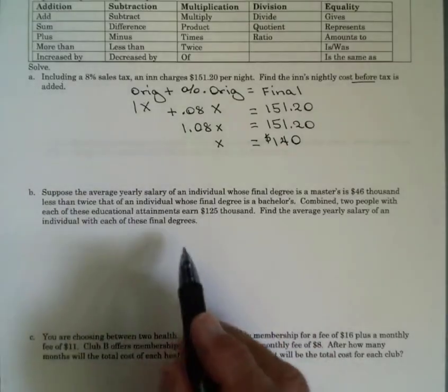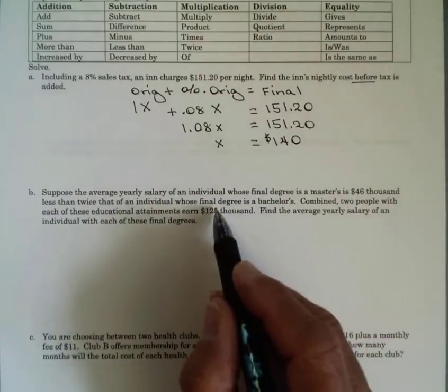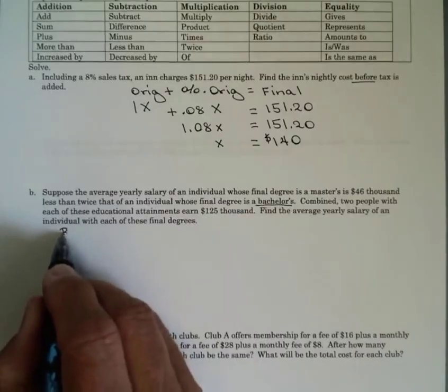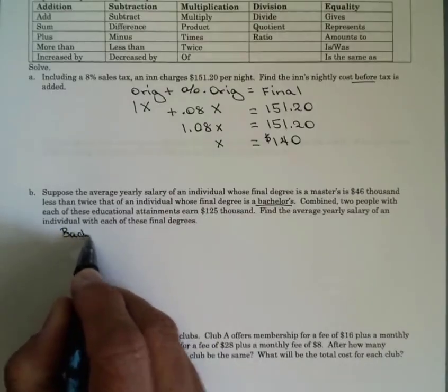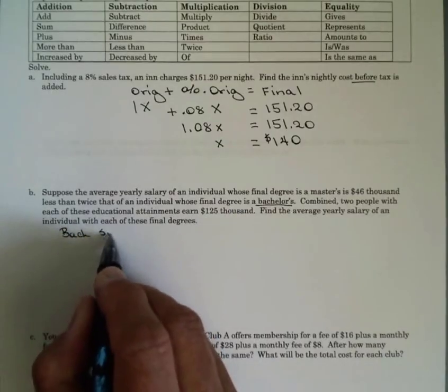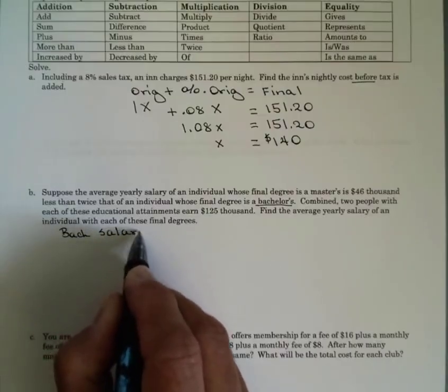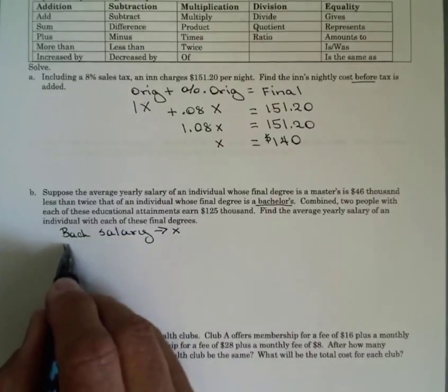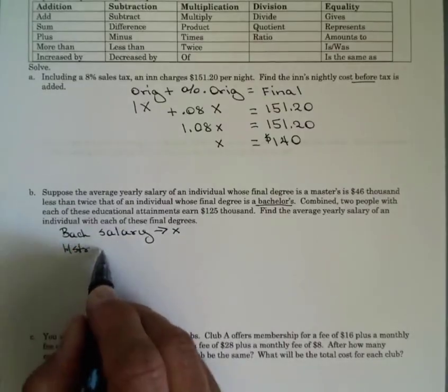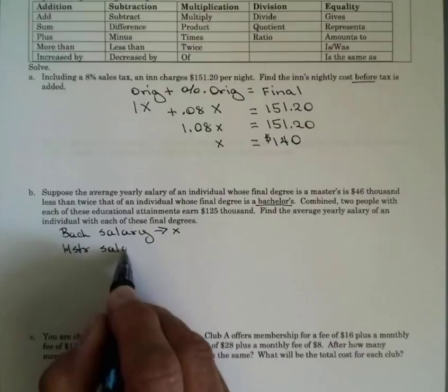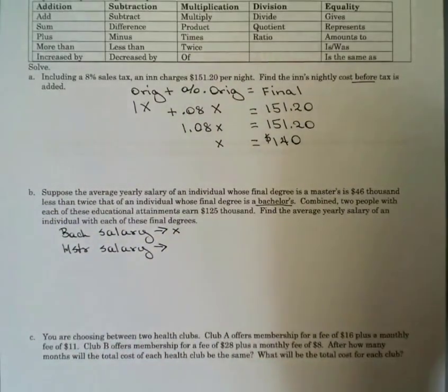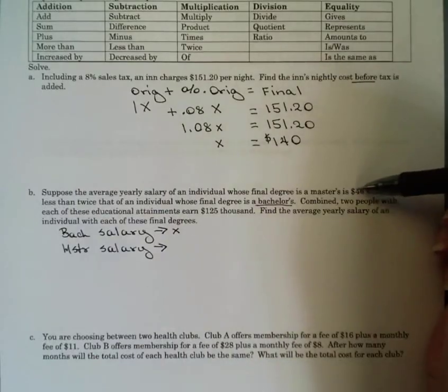Well, here's the thing. They told us nothing about this bachelor's degree, so I'm going to make it X because I know nothing else about it. A bachelor's salary, I'm going to say that's going to be my unknown. A master's salary is the other thing I've got to figure out, and I want to write it in the same terms as X, the same terms as the bachelor. So what do they tell me?